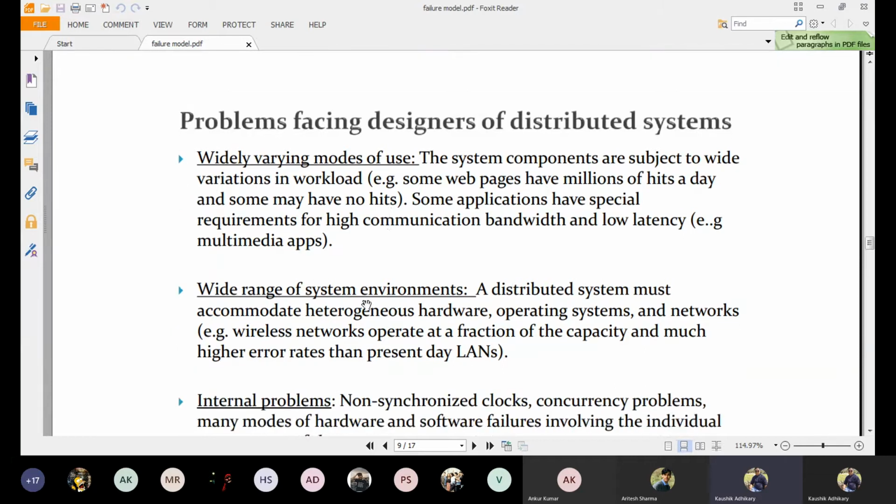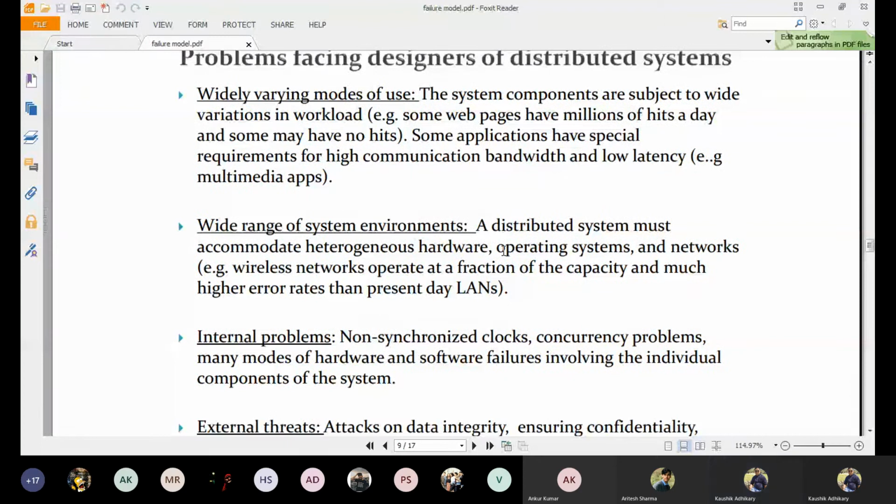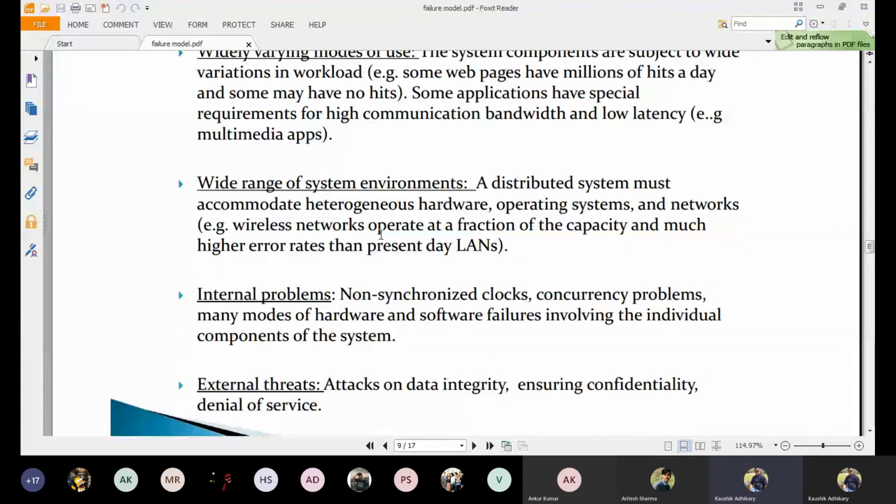Wide range of system environment. In a distributed system, we have a wide variety of software and hardware configurations. Some use Android, some use Windows, some use mobile phones, some use desktop computers. So there is a wide range of system environment. That is, our distributed system must accommodate heterogeneous hardware, operating systems, and networks. For example, wireless networks operate at a fraction of the capacity and much higher error rates than present LANs.